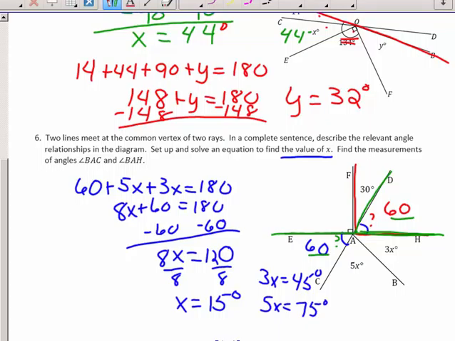So my equation was 60 plus 5x plus 3x equals 180. Add those up, 8x plus 60. It asked for x, and it asked for the value of the two angles. So I did x, and then I did 3x and 5x. So some of them can get complicated, some are easy. But the more we do this and the more you look at the pictures, the better you're going to get at it.